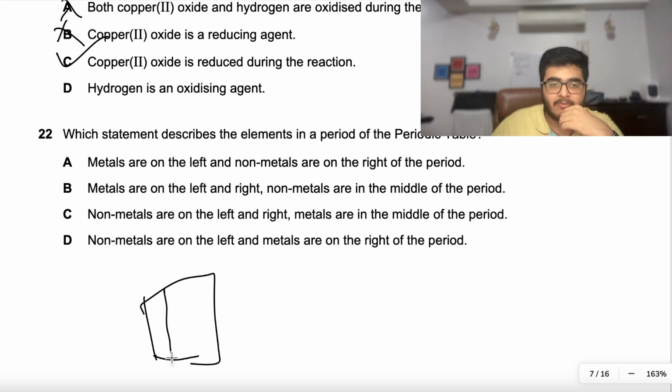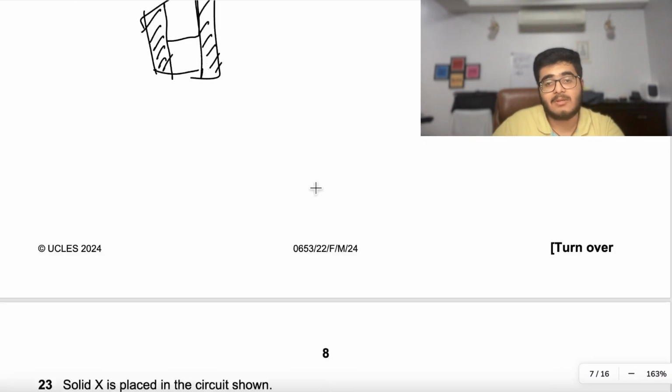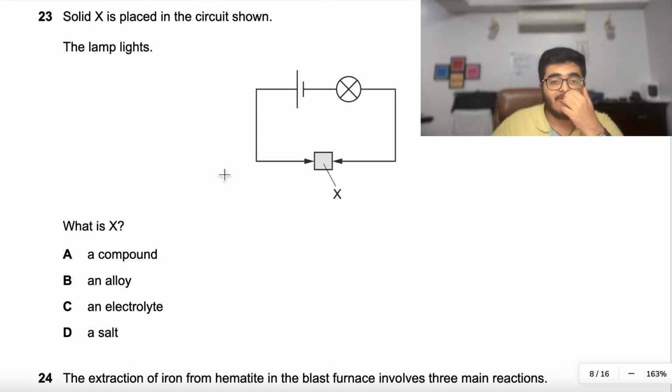It looks like so: a few elements are here, a few elements are here, and then a few elements are here. So we have metals here and non-metals towards this side. Towards the left we have metals and towards the right we have non-metals. So the correct answer for this question is A, because metals are on the left and non-metals are on the right of the period. Okay, starting with physics.